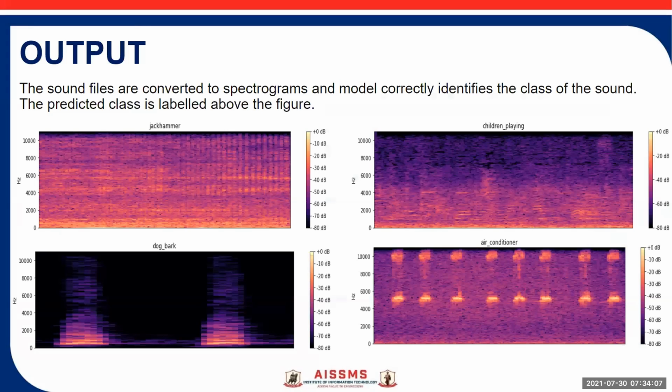Here is the output. As you can see, for the spectrograms that we converted, the model predicts the labels and they are written above their spectrogram. So we can see the first image, the model predicted the image as jackhammer sound. The other, children playing. We can also see a dog bark spectrogram. The model predicts the sound as dog bark and also air conditioner sound.